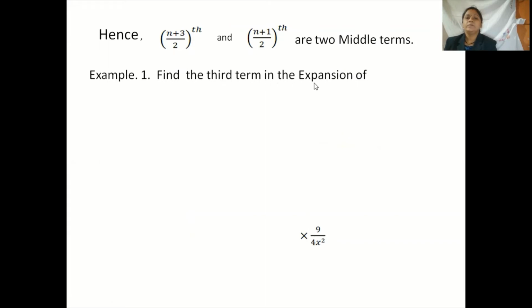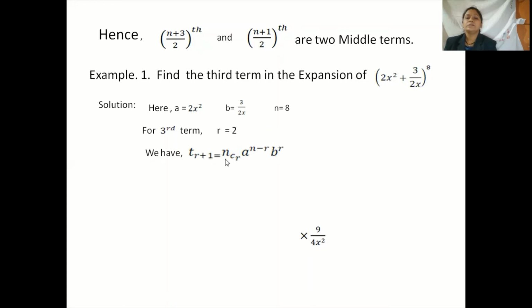Find the third term in the expansion of (2x square plus 3 upon 2x) raised to 8. Here, a is equal to 2x square, b is equal to 3 upon 2x, and n is equal to 8. For कोणती टर्म फाइंड आउट करायची आपल्याला? थर्ड टर्म फाइंड आउट करायची आहे. थर्ड टर्म फाइंड आउट करायची म्हटल्यानंतर r ची व्हॅल्यू काय असेल? 2. Then we have tr plus 1 is equal to nCr a raised to n minus r b raised to r.